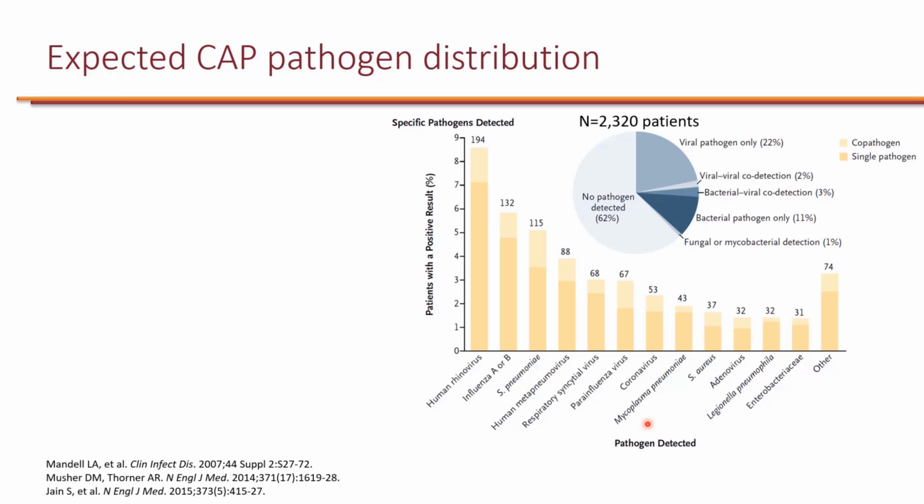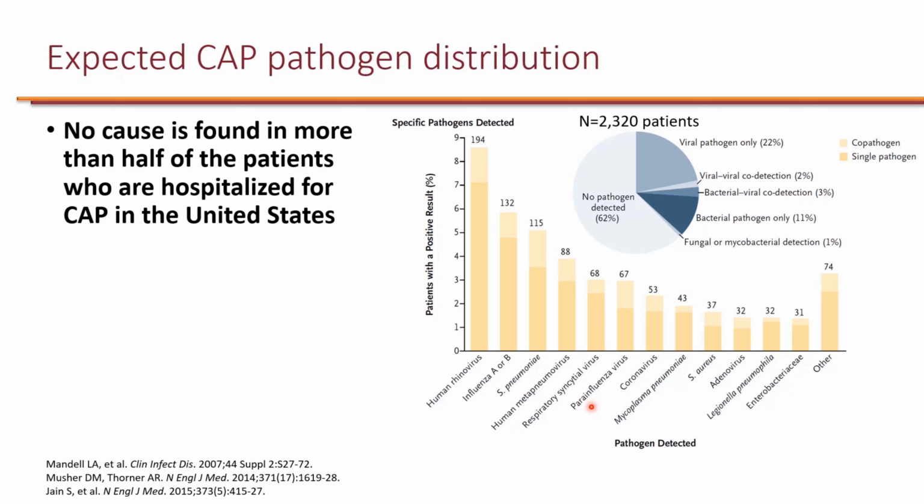Now this study looked at 2,320 patients, and what they were trying to do is to identify common causes of community-acquired pneumonia requiring hospitalization. Now, as you can see, in general, no cause is found in more than half of the patients who are hospitalized for CAP in the United States.